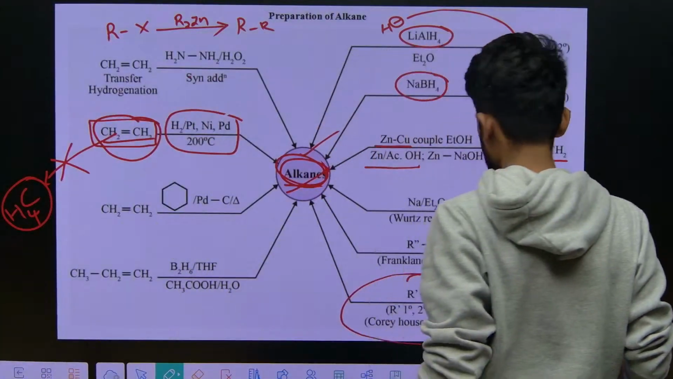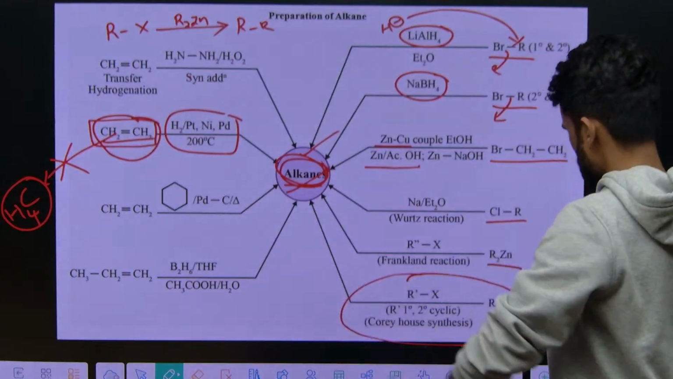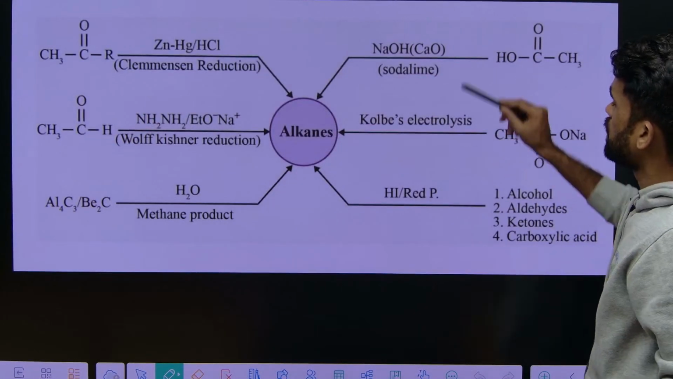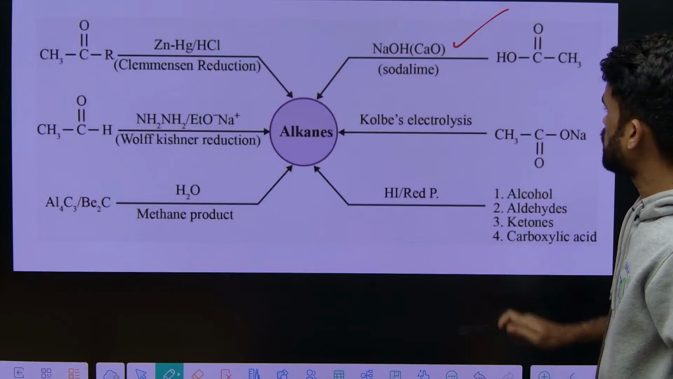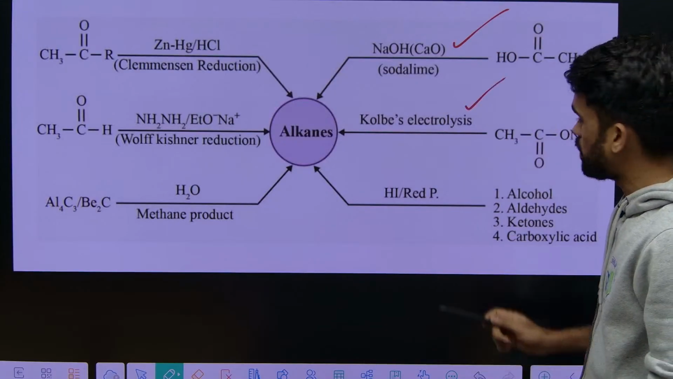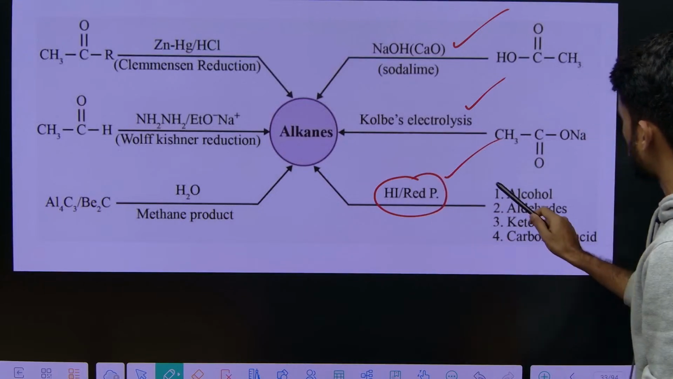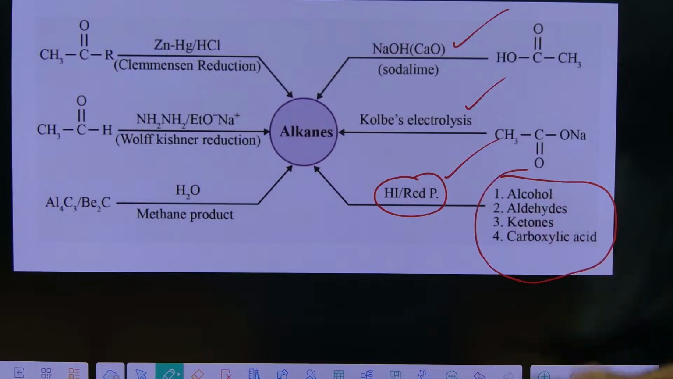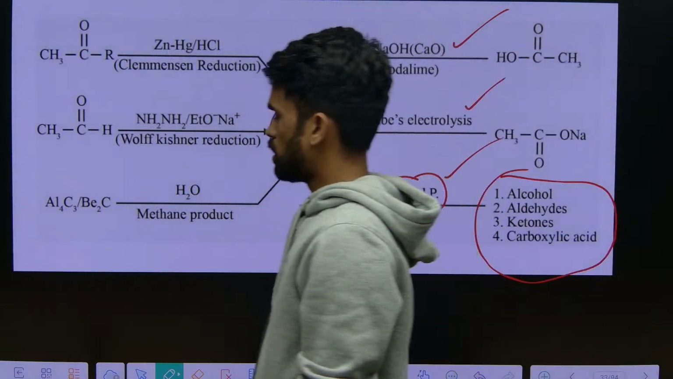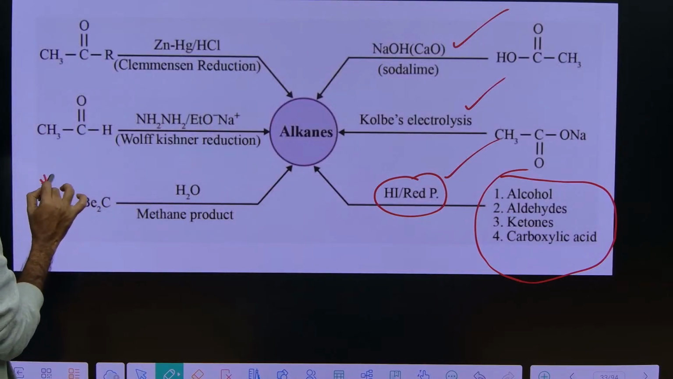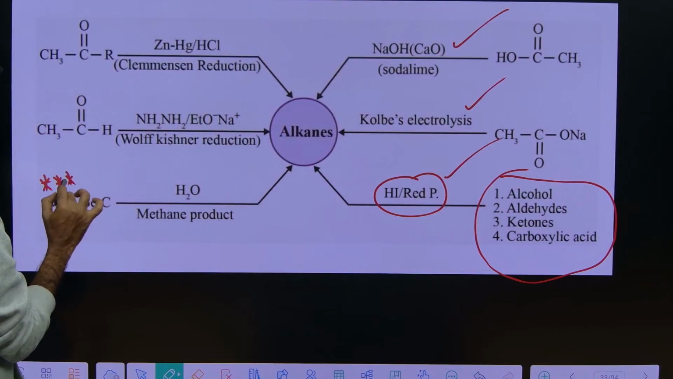Okay, and the remaining we will discuss next, no worries. Again, we discussed the decarboxylation reaction. Next, Kolbe electrolysis is also covered, and using HI and red phosphorus, alkanes are obtained from alkenes, alcohols, ketones and carboxylic acids. And remember, this is one of the important reactions. You can see, this is a previously asked JEE question also.